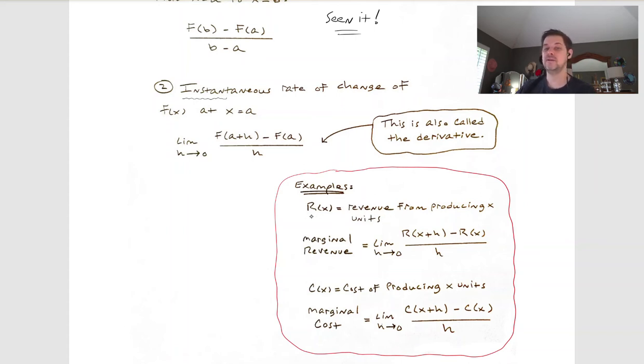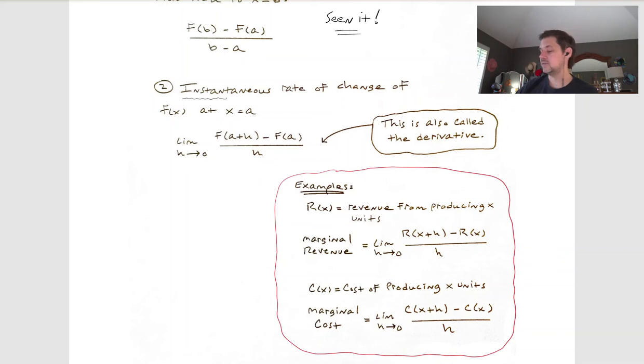If you have some function or formula that calculates the revenue from producing and selling X units of some product, the marginal revenue is this instantaneous rate of change. Okay, so that's what marginal revenue is as far as how it's calculated. Also, in the realm of economics, if you have some function C that calculates or measures the cost of producing and selling X units of some product, the instantaneous rate of change is the marginal cost. All right, that's what marginal cost is as far as its calculation goes.